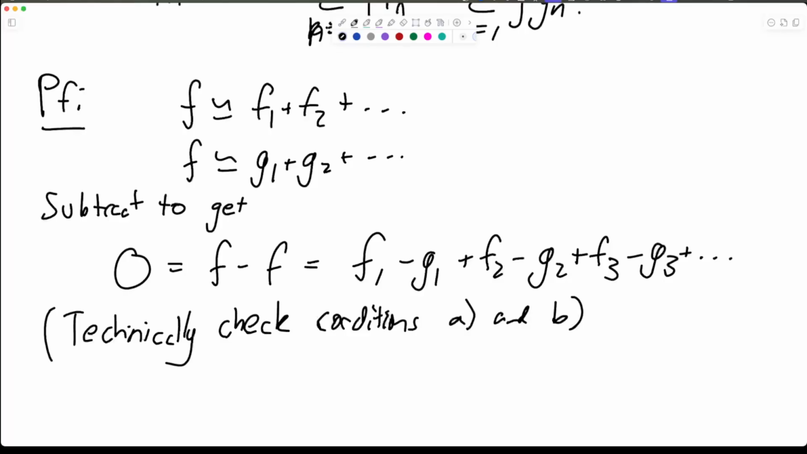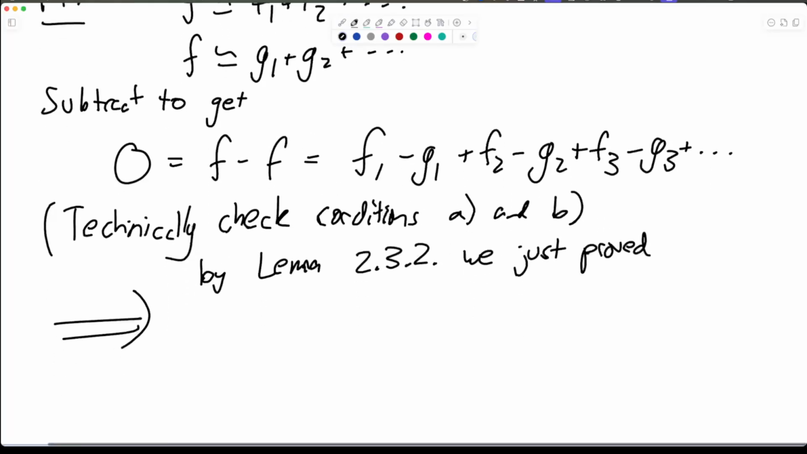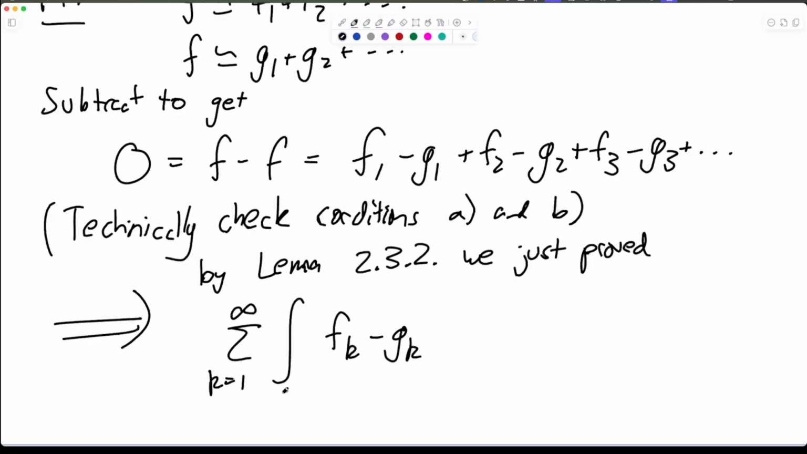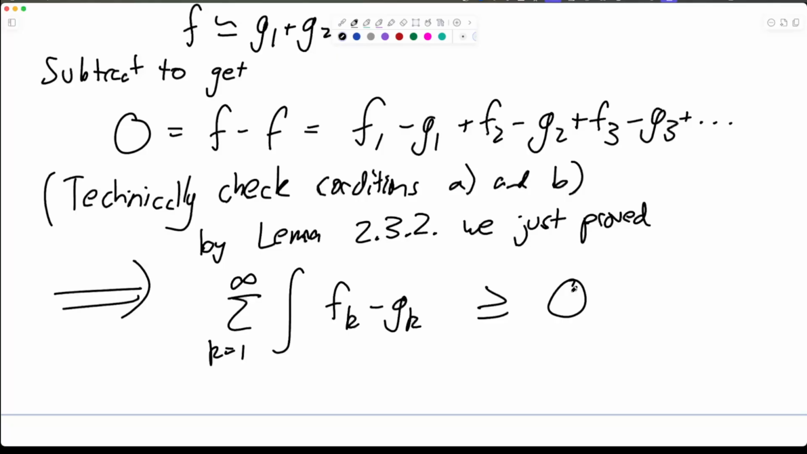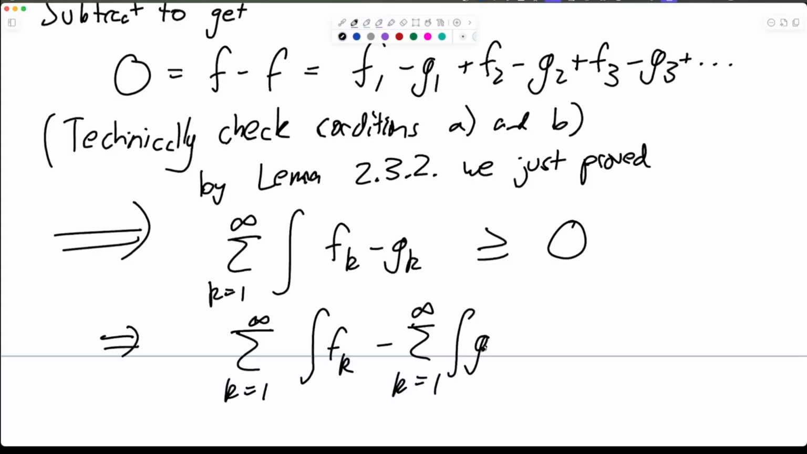Okay, so 0 is this sum. And therefore, by the lemma we just proved, 2.3.2, what does this mean? If 0 equals that thing, then the integral of all this stuff has to be greater than or equal to 0. Therefore, the integral, and I'll write it like this, the sum from k equals 1 to infinity of fk minus gk, that integral is greater than or equal to 0, right? So the infinite sum of this minus that is greater than or equal to 0. And if the infinite sum of this minus that is greater than or equal to 0, that means the infinite sum of fk minus the infinite sum of gk is greater than or equal to 0.